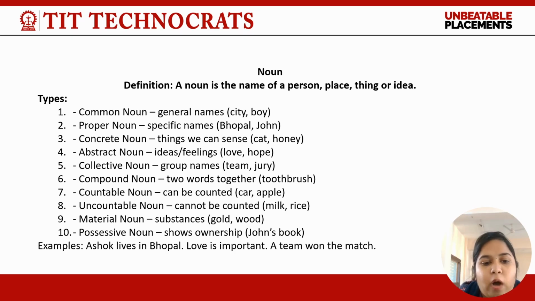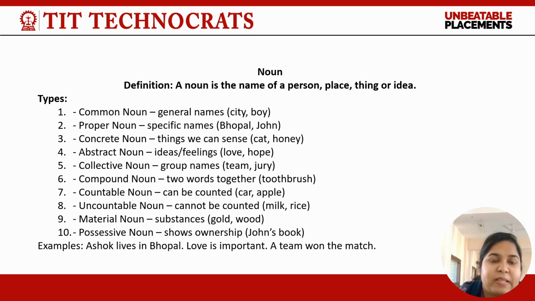Similarly, the ninth one is the material noun. It is used to tell the materials or the substances which can be seen as a metal. For example, in metals, silver or gold. We also say the raw materials which can be used. So this all comes under a material noun. For example, wood.